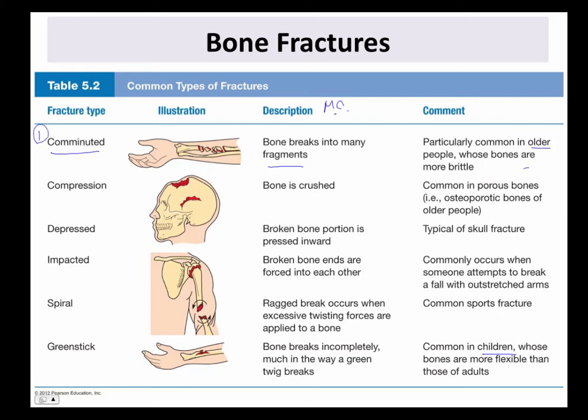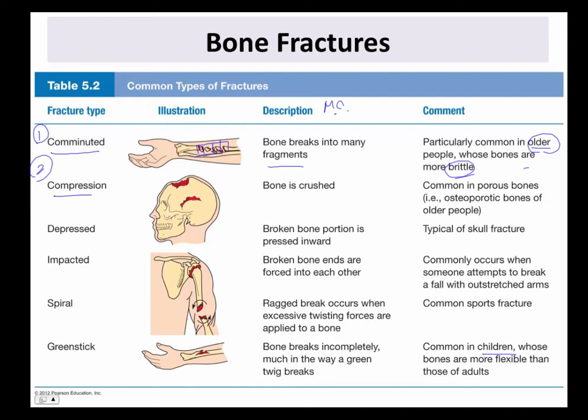So let's get started with the first one being comminuted fracture. And this is common in older people, and why is that? Because their bones are more brittle. And so if that's the case, when a fracture occurs, these bones are going to break into very small fragments.